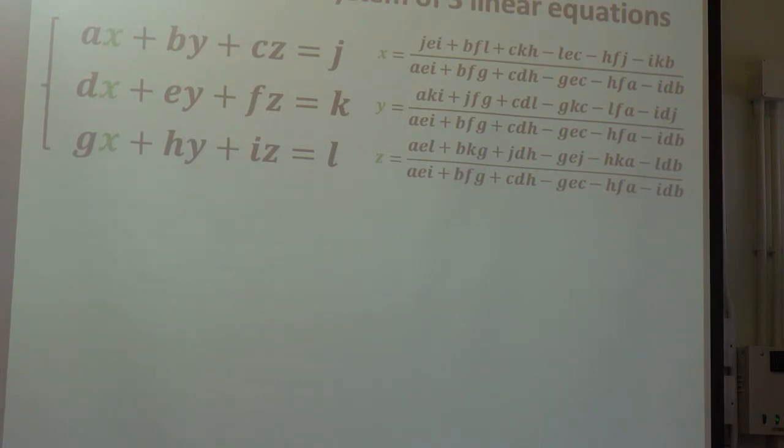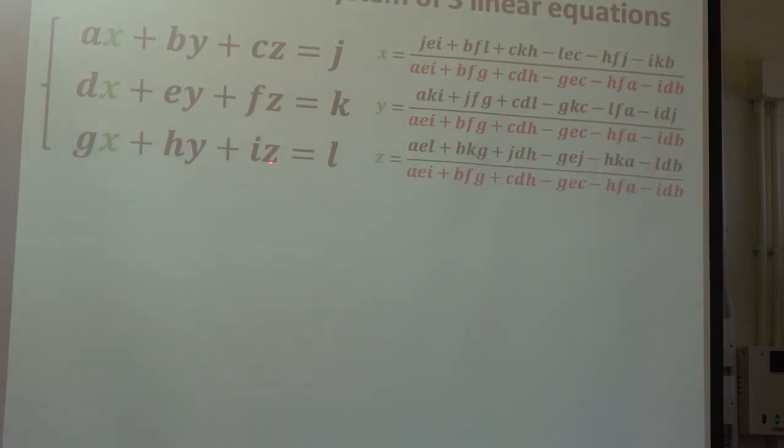And that's why we have to think about whether we can find a systematic way so that we can still find x and y and z, or try to memorize these expressions in an easier way. Try to see if we can observe any pattern. First of all, maybe we can look at A, E, I, B, F, G, C, D, H, G, E, C, H, F, A, I, D, B. So look, what is the first term?